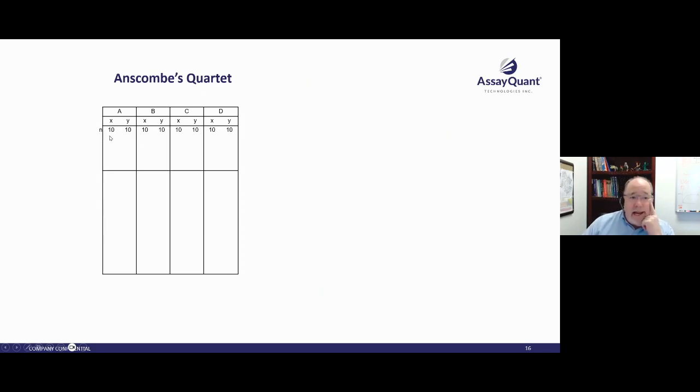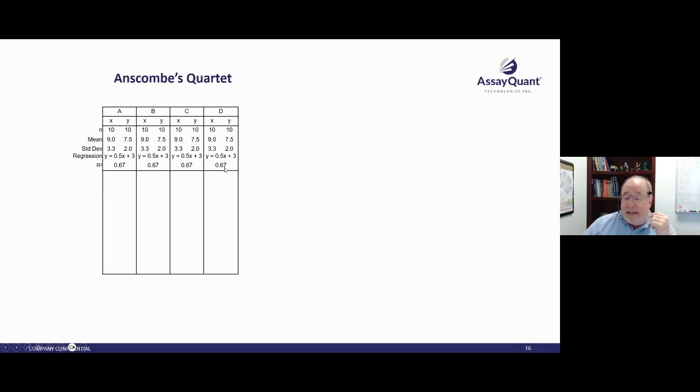You can see that there are 10 points in each of these sets, 10 XY values. The average of all the X's is 9 for each of these 4 data sets. The average of the Y's is 7.5, and the standard deviations are the same across all 4 sets for both X and Y. If you do a linear regression for each of these data sets, you get exactly the same slope, exactly the same Y-intercept, and exactly the same mediocre correlation coefficient of 0.67 here.